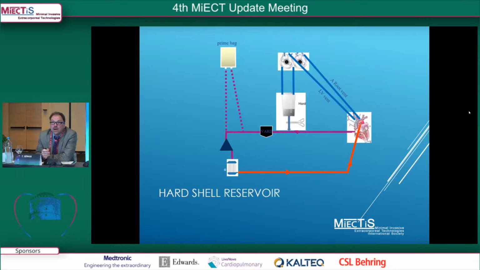Another way to do this is through a direct hard shell cardiotomy, and intermittently clamp that into the venous reservoir. And with this, you can independently put a pump on the aortic root or LV vent, instead of having it drain passively through the negative pressure generated by the pump.